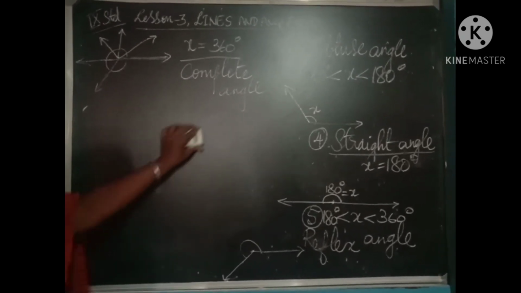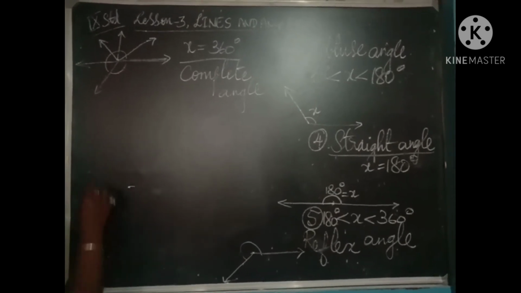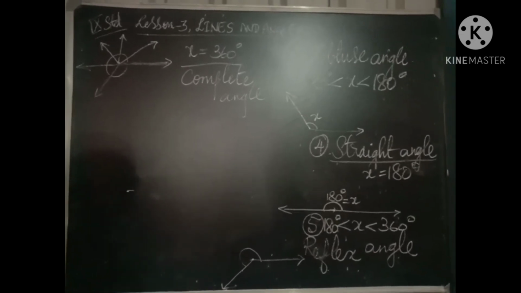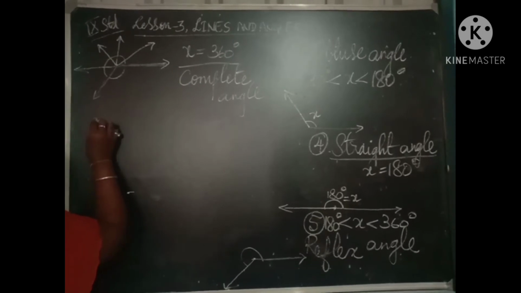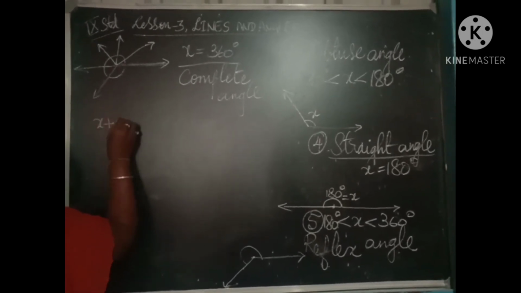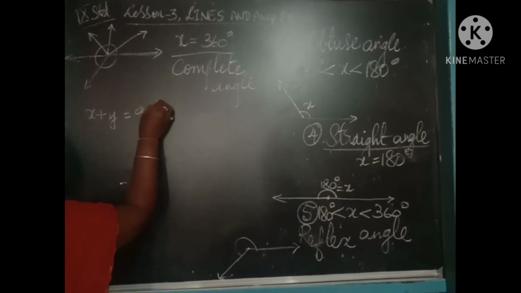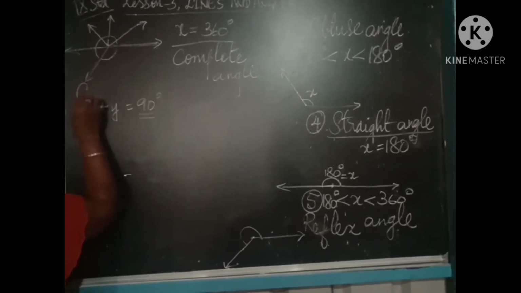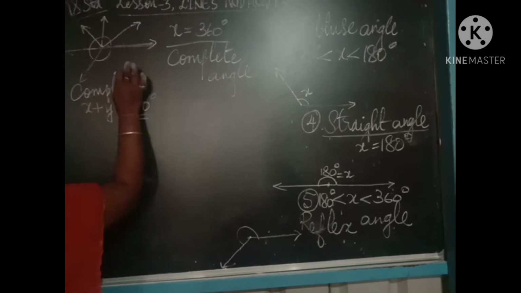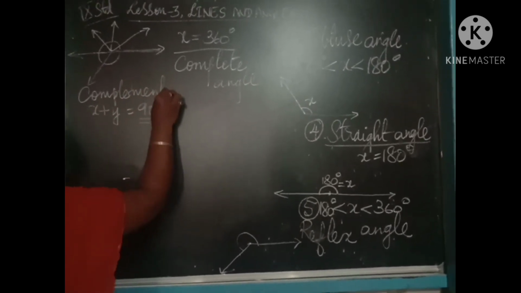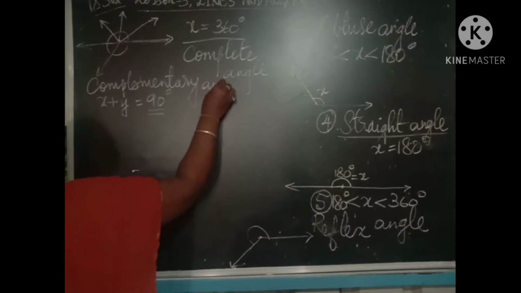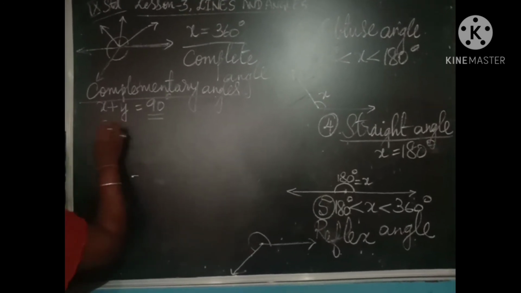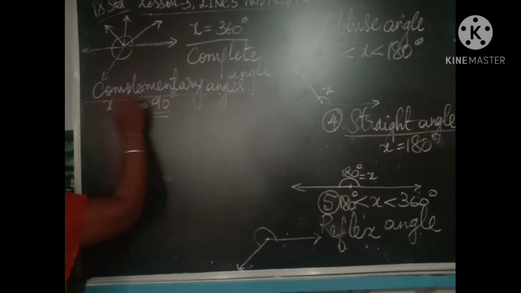What are complementary angles? If two angles whose sum is 90 degrees, that means x plus y is equal to 90 degrees. Okay, if the sum of two angles is equal to 90 degrees, such angles are called complementary angles.